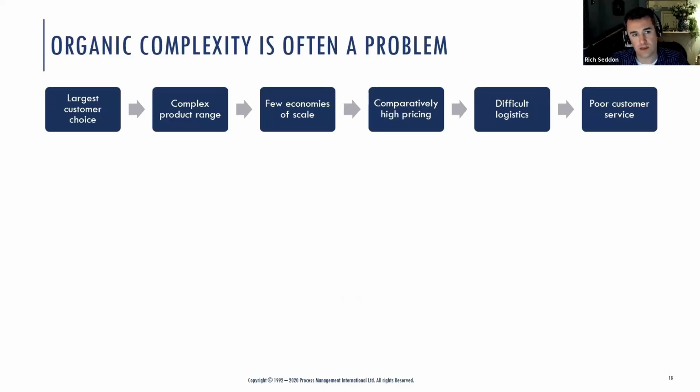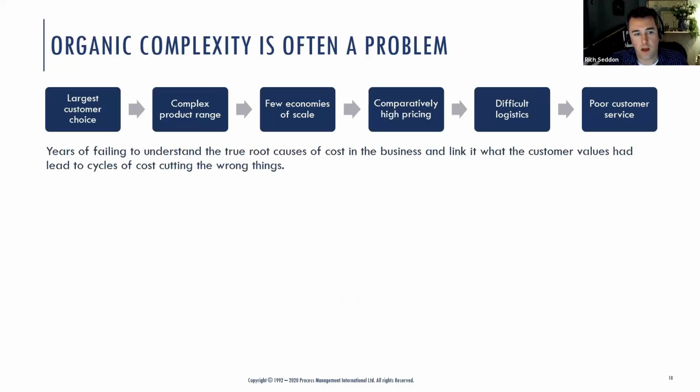So here we're talking about improving theories. At some point, there was a theory that the largest customer choice was the best place to be to succeed. But what they designed inadvertently was the perfect system to disappoint their customers on the right-hand side. And years of failing to understand the true root causes of the cost in the business and link it to what the customer values, because it was being made on assumption, led in this circumstance to years of cycles of cost cutting the wrong things.